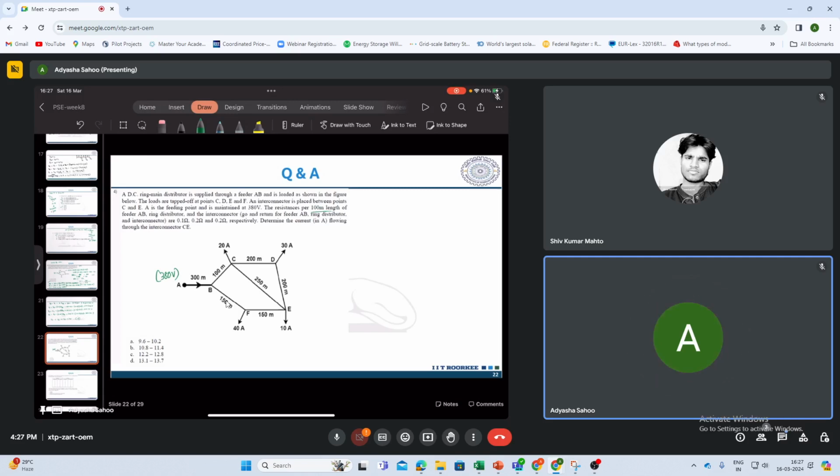Determine the current flowing. So let's say this current is X, this current is Y, and this current is Z. So here let this be I. So the total input current will be the total output current. And what is the total output current here? It is 20 plus 30 plus 40 plus 10, right? That comes out to be 100 amperes. So let us write the KVL in loop BCE.